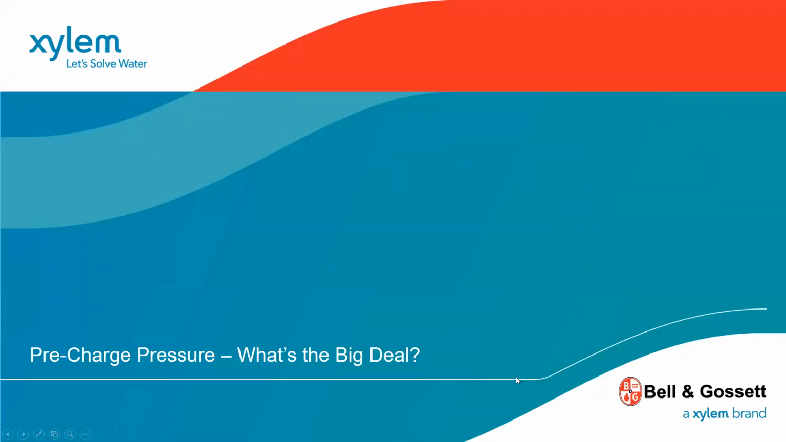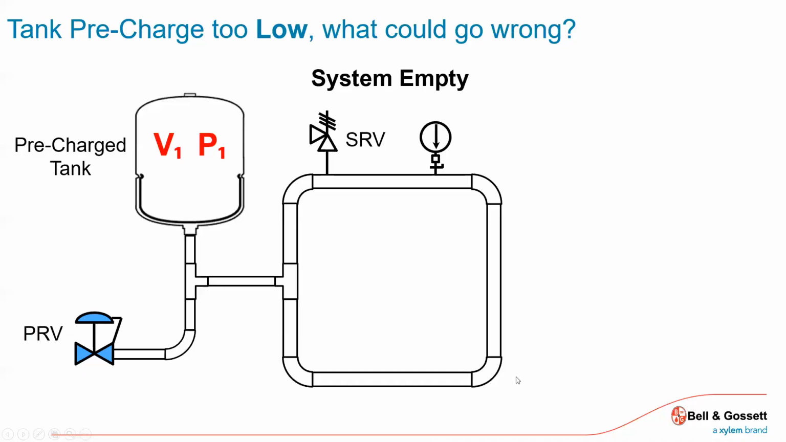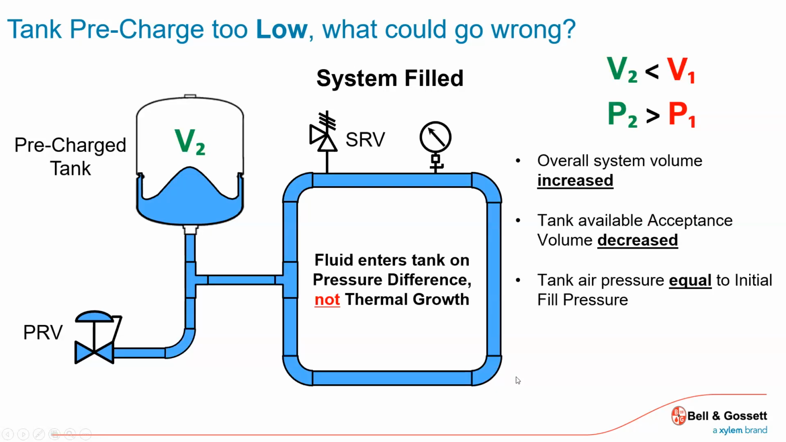But pre-charge, what's the big deal? We've kind of hinted at it. But these are two good scenarios because we'll get asked the question a lot, especially from the field, from the contractor. If the tank precharge is too low, what can go wrong? So the system's empty, the tank's at a precharge, and I fill the system. And what have I done? I've taken my pressure reducing valve and I've adjusted it for the appropriate pressure that I need.